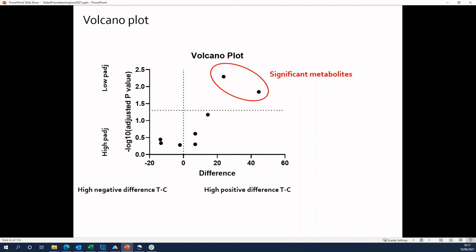So if the adjusted p-value is higher than 0.05, the metabolites will be here. If the adjusted p-value is below 0.05, the metabolites will be above that line. So the ones that you see here are the two significant metabolites.